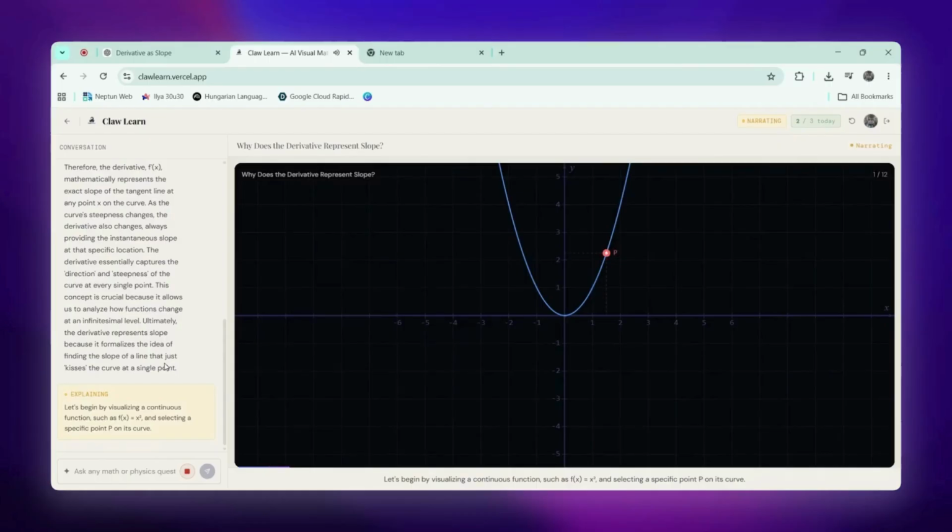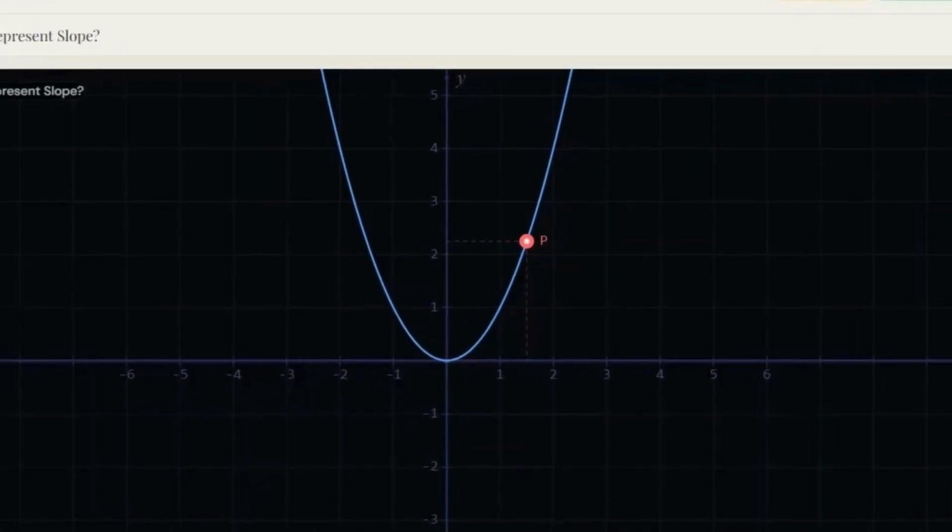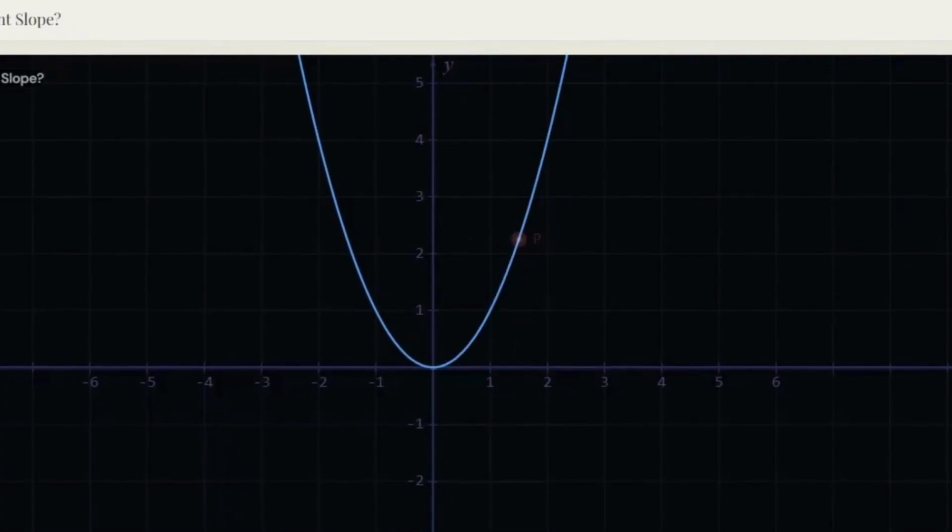Let's begin by visualizing a continuous function such as f(x) equals sin(x²) and selecting a specific point P on its curve. Now let's introduce another point Q on the curve, slightly offset from P, and draw a second line connecting these two points. The slope of this second line is found by calculating the change in y, dy, divided by the change in x, dx, between P and Q.